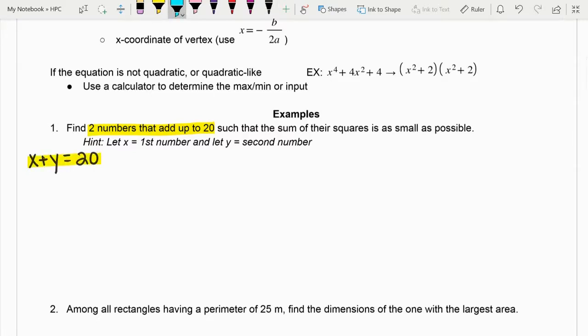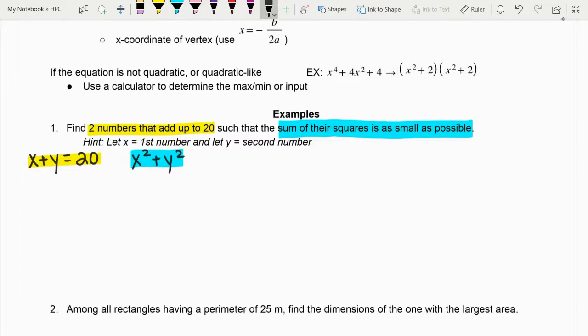Okay, the next, it says that the sum of their squares is as small as possible. So the sum of their squares would just be x squared plus y squared. It's the sum of their squares. Okay, so now we're going to want to use substitution. So I am going to solve that first equation just for y.